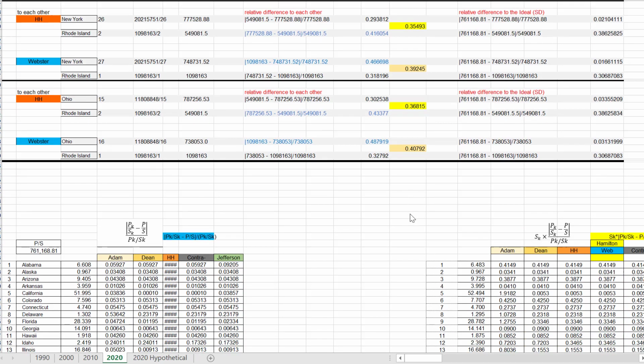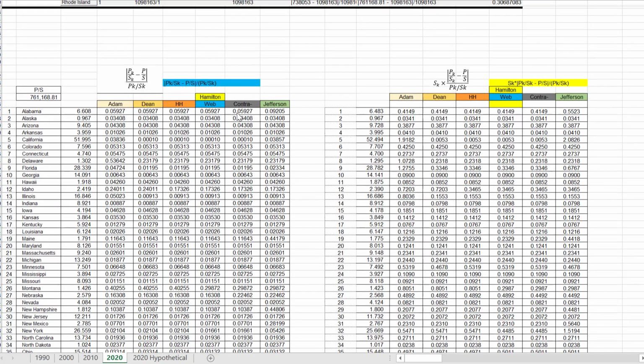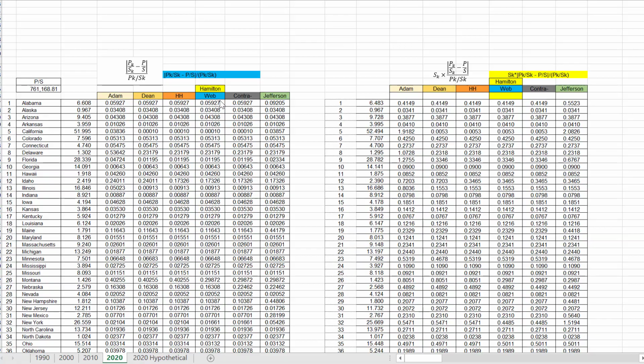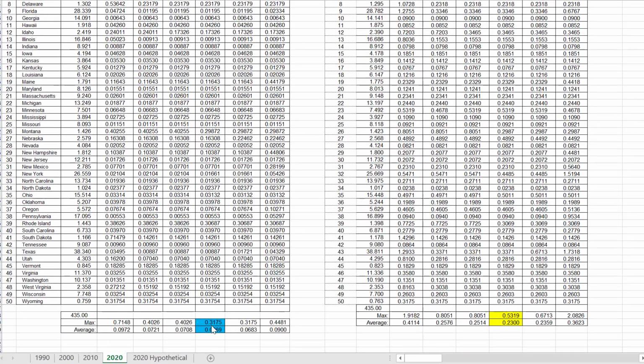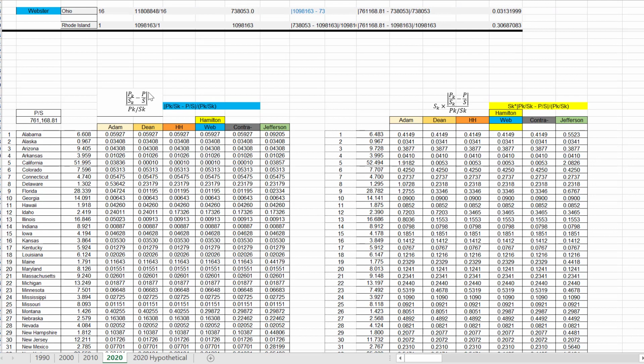And we can show that Webster is guaranteed to minimize this relative difference here. The people per seat for each state from the country's people per seat, relatively speaking, so divided by the state's people per seat. So on the left, that's what we're looking at. So Webster is going to minimize this sum. So that's the relative difference of the people per seat from the country's average, from the ideal, relatively speaking. So Dean minimizes the numerator, the sum of that, but relatively speaking, Webster will minimize that.